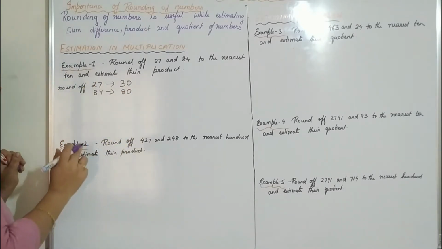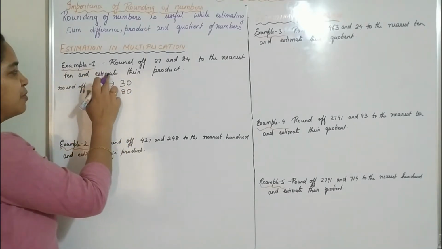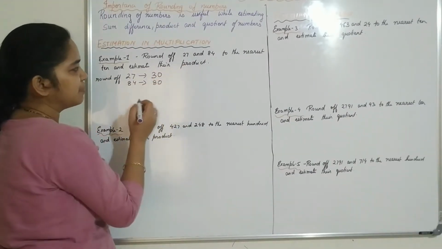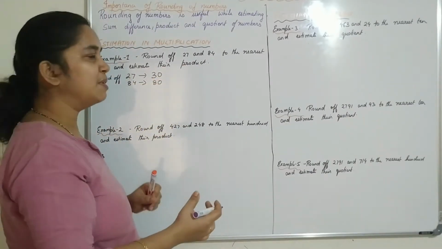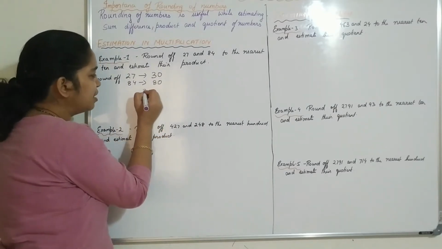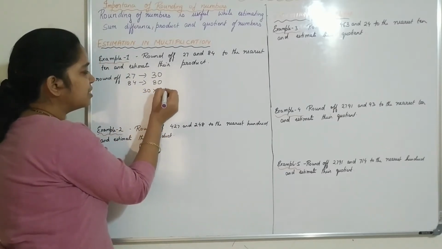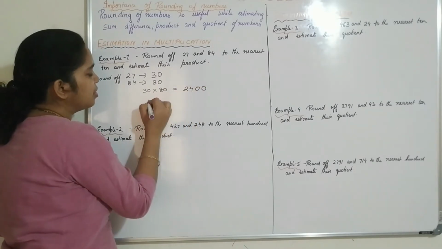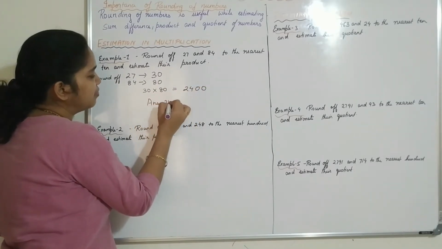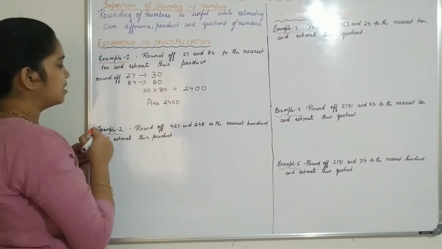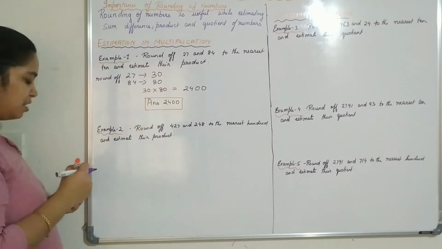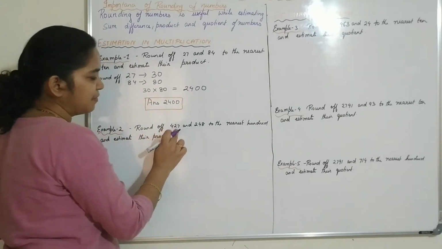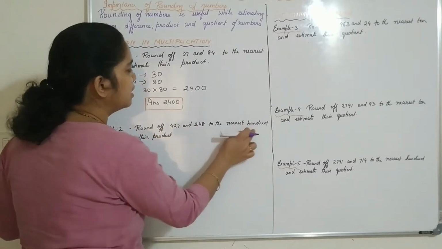So you have to find the product. We have to estimate the product. Here we have to first round off and then multiply both the numbers. So we will do it. 30 into 80 is equal to how much? 30 into 80 is 2400. So the answer will be 2400.